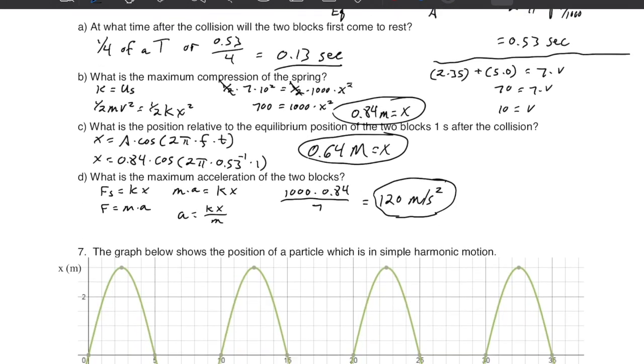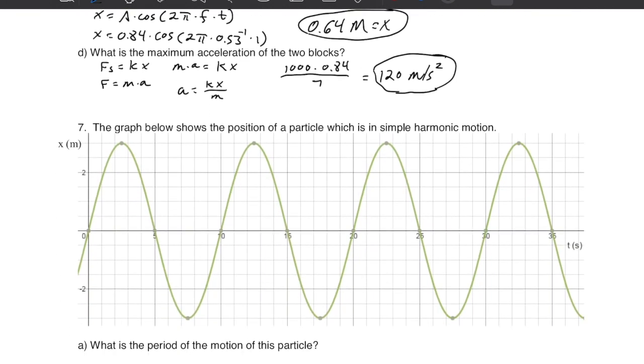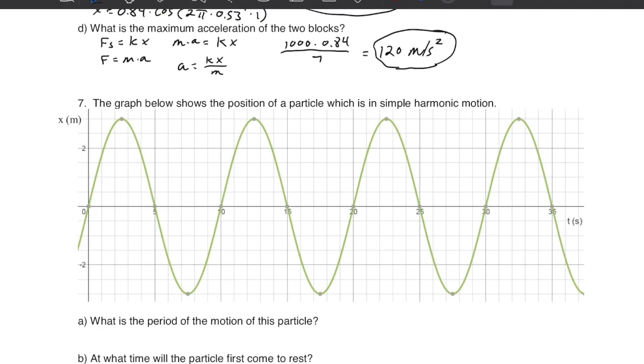All right, we've got a graph below that shows us the position of a particle when it is in simple harmonic motion. Since this is a position graph, we know that the slopes give us velocity. We know that anything above the horizontal axis is in a positive position relative to the origin, and anything below the horizontal axis will be in a negative position. What is the period of motion of this particle?